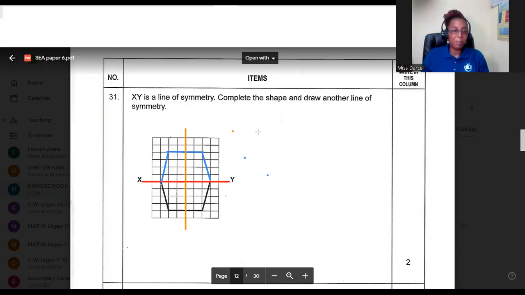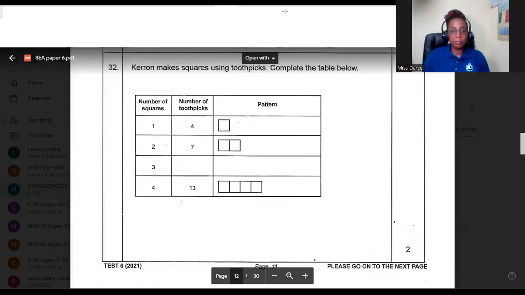Nice. All right, so make sure in the exam you have your ruler because you will have some drawing to do as well. Look at that, easy breezy. On to the next one.